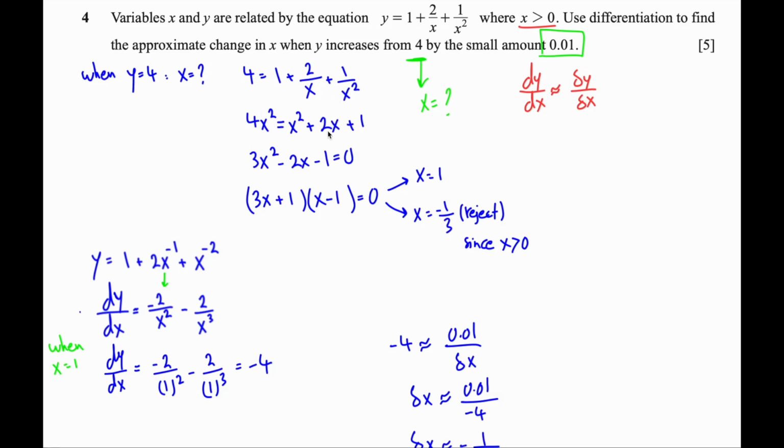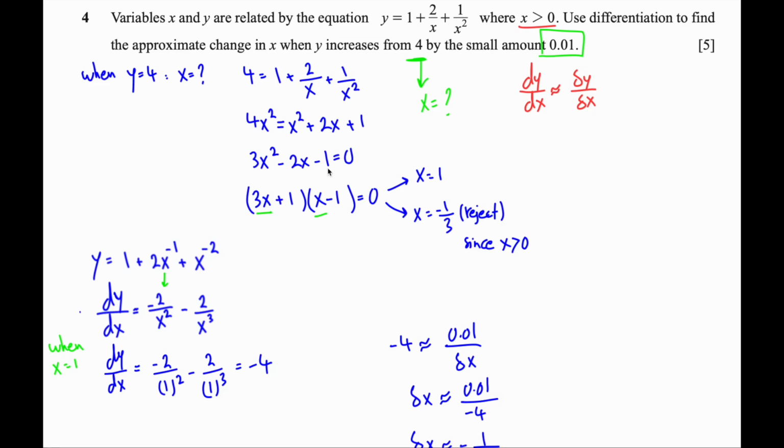This is obviously a quadratic equation. You bring all the terms to one side, you get 3x² − 2x − 1 = 0. You can simply solve this by factorizing. So since 3 is a prime number, obviously this has to be 3x.